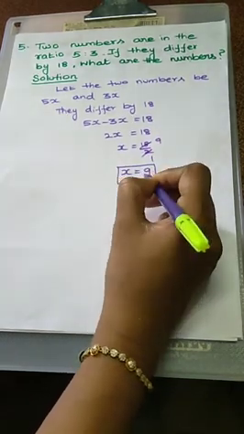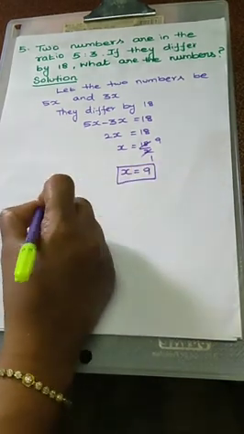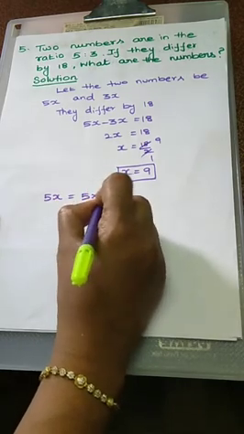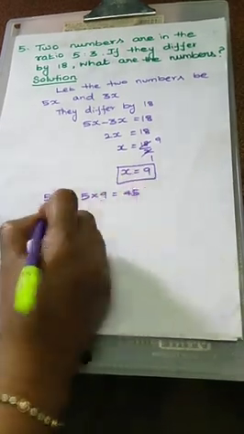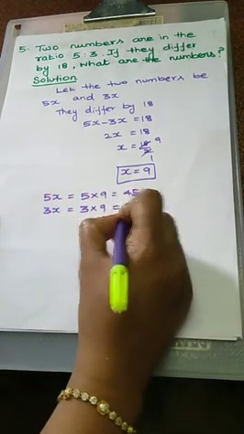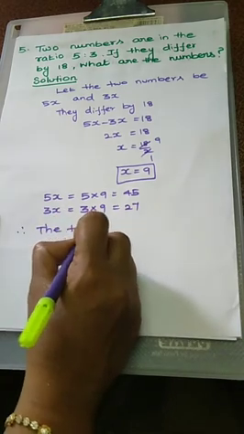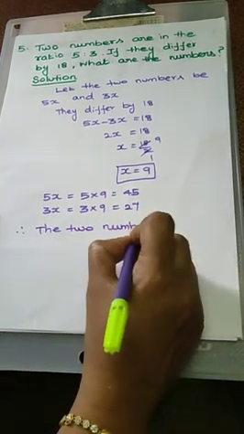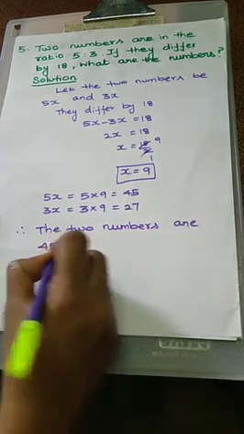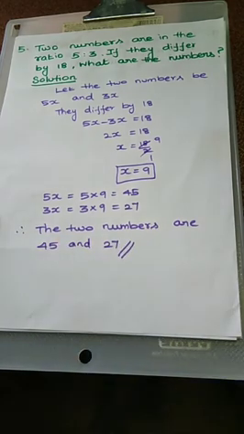Now we calculate the x value. So easily we have to find out the two numbers. One of the numbers is 5x. So apply the x value here. So 5 into 9, that is 45. Another one is 3x, is equal to 3 into 9, that is 27. Therefore, the two numbers are 45 and 27. Okay.